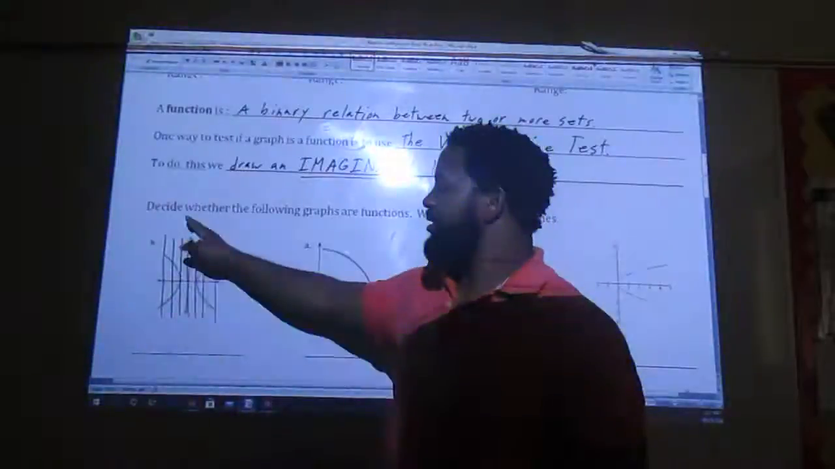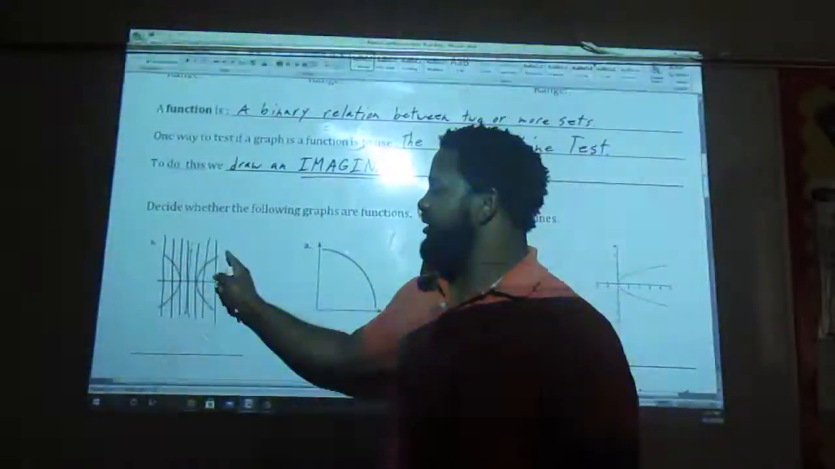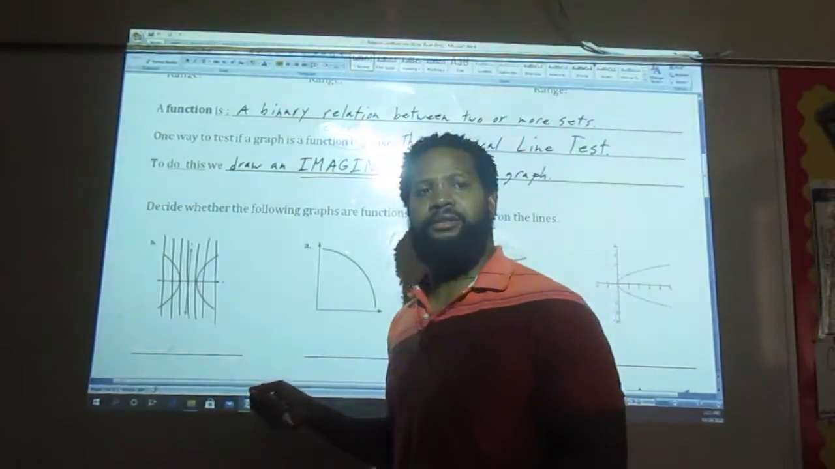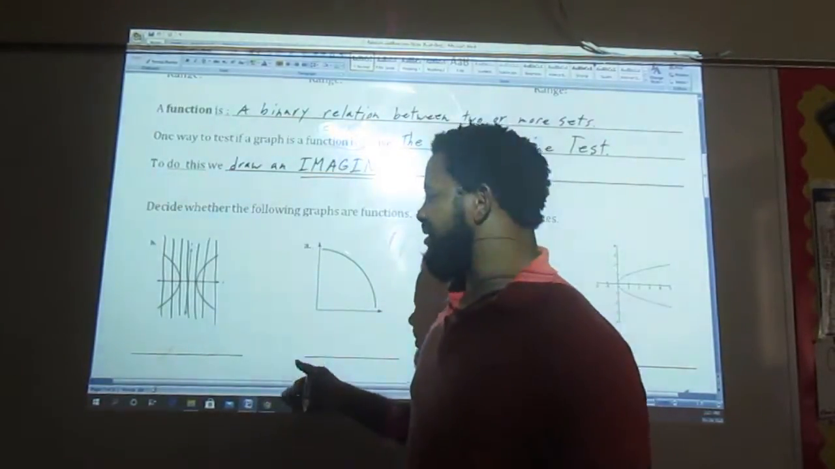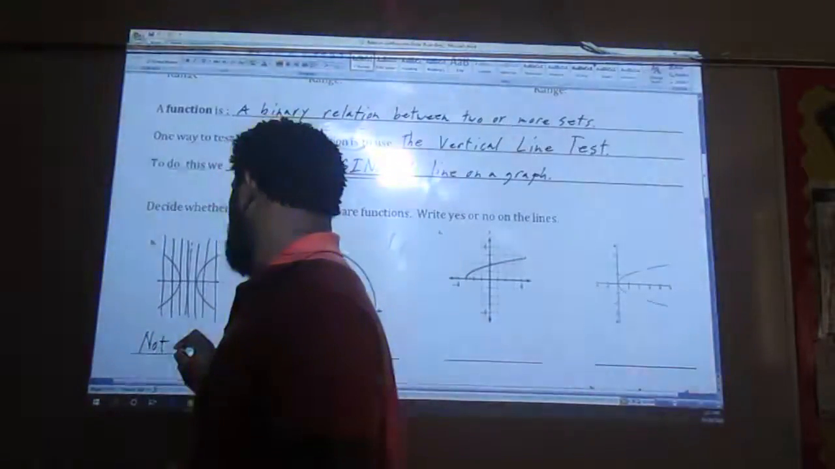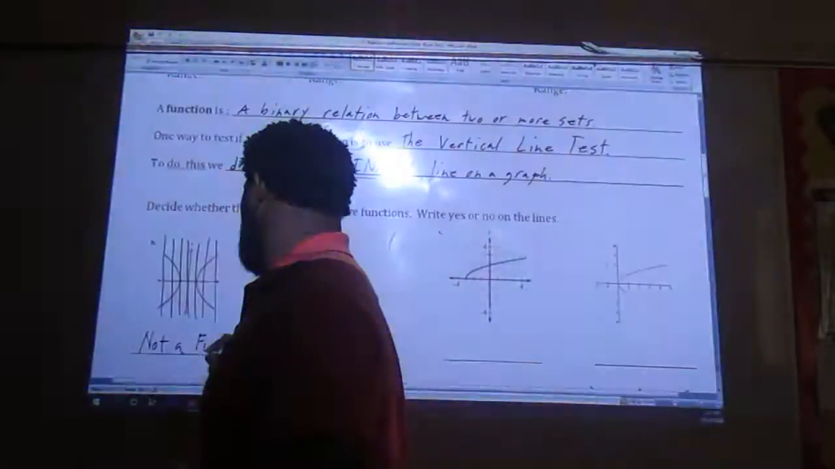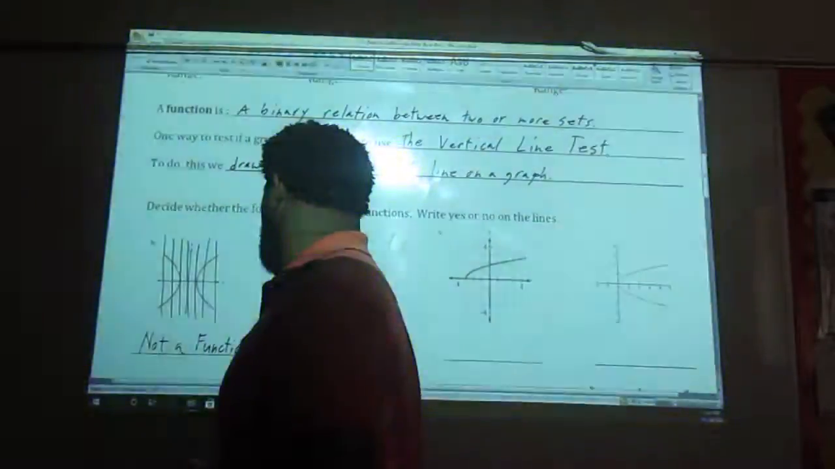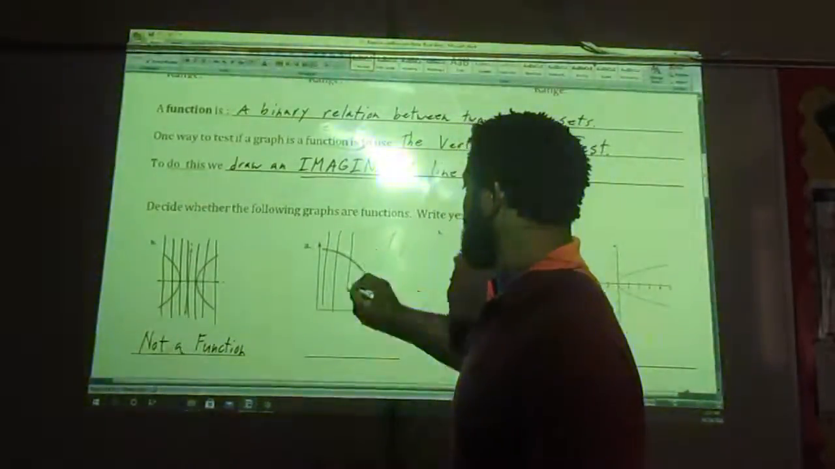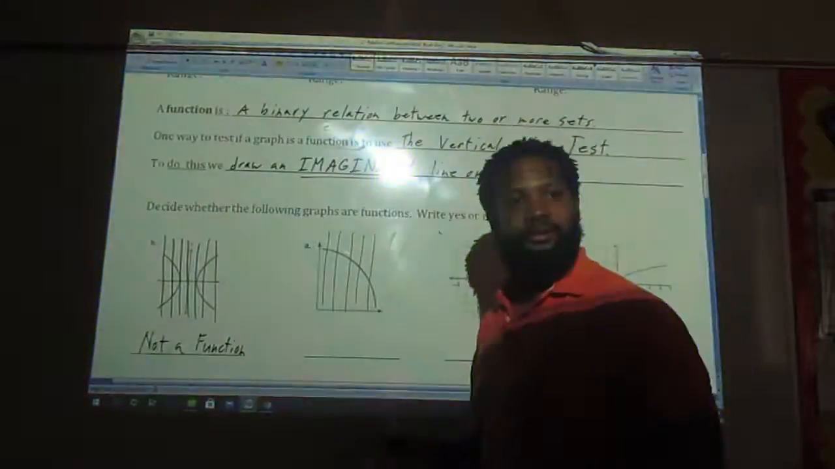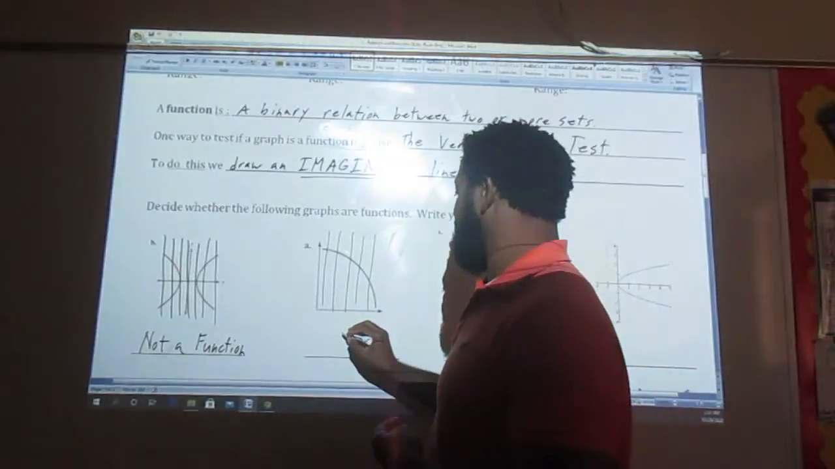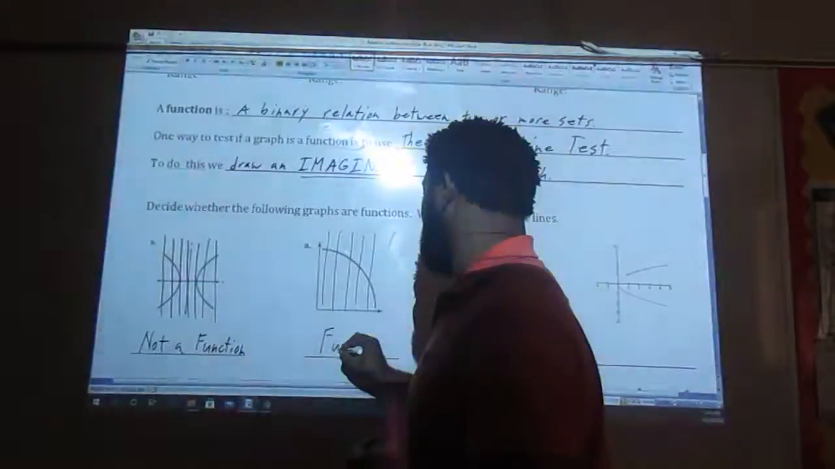So, for this, do these arcs hit the lines more than once? So, is this a function? No, it is not. Not a function. Okay? What about this one? Does it hit these lines once? Yes. So is that a function? Yes. Function.